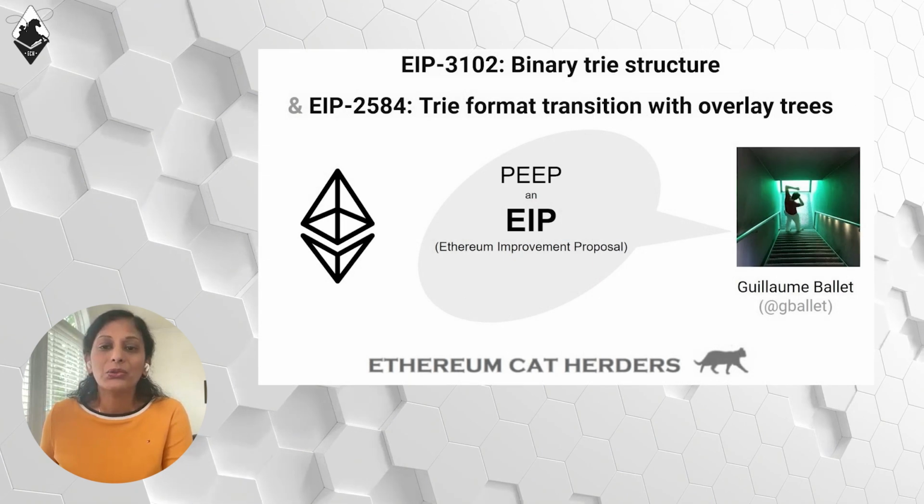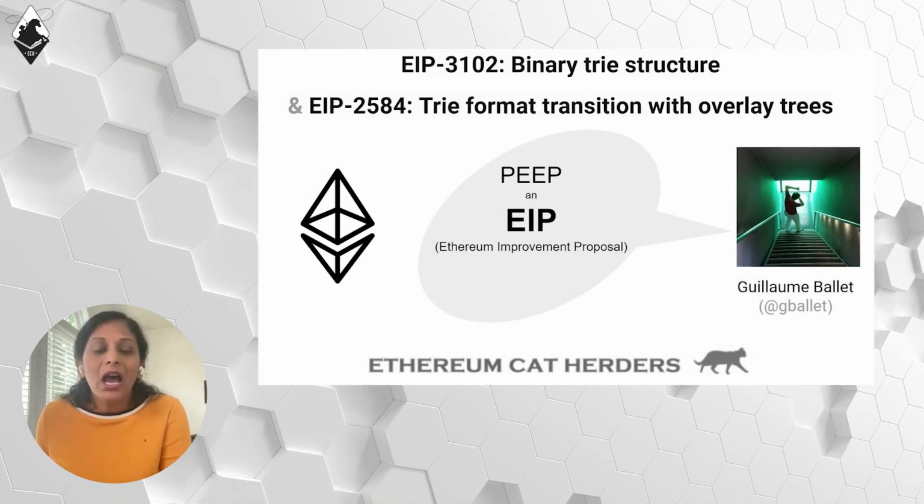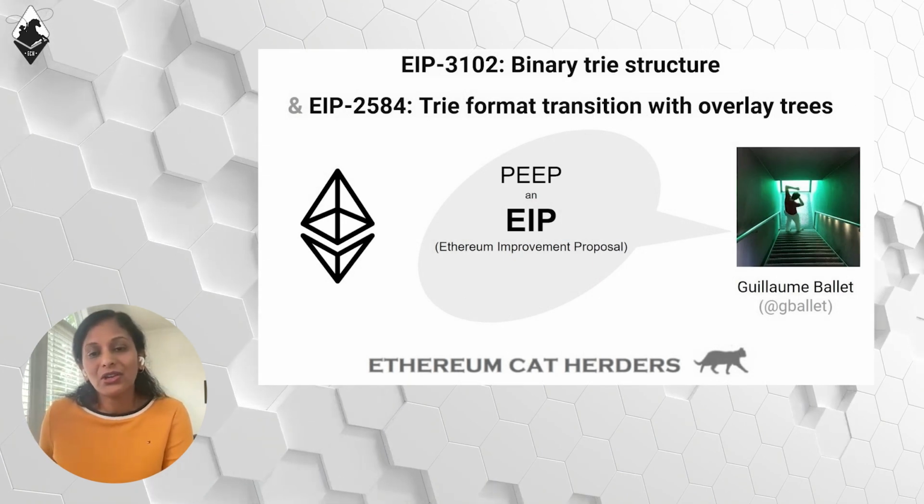We have had Guillaume on the show earlier to share information on EIP-3102, the binary tree structure, a proposal to change the storage structure from hexadecimal to binary. If you're interested to learn more about the proposal, check out the link available in the description. The general format of this show includes a presentation followed by question and answer. But before we dive deep, for our new viewers and listeners, may I ask Guillaume to share a brief introduction and the journey in the Ethereum ecosystem?